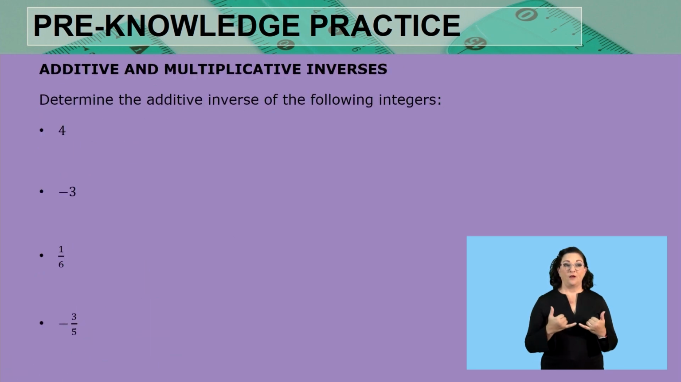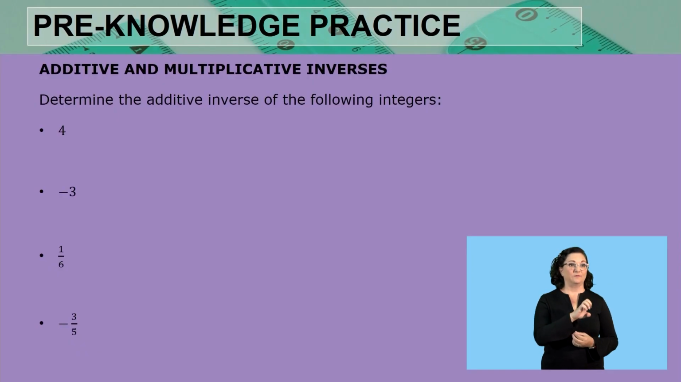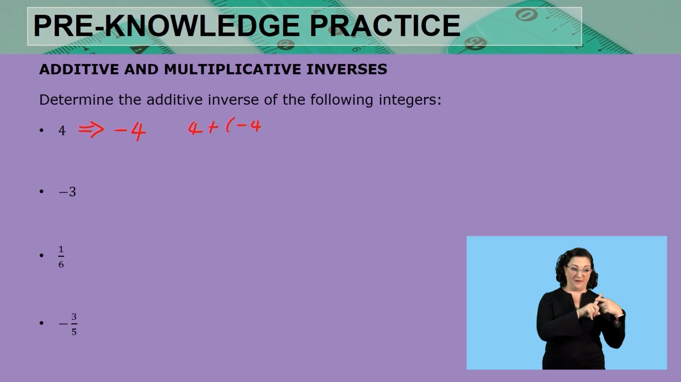What about the additive and multiplicative inverses? If you remember properly, our additive inverse is the number that we need to add to the given number so that our answer is 0. So let's quickly look at the additive inverses of the following numbers. The additive inverse of 4 would be negative 4. Why? Because 4 plus negative 4 gives us an answer of 0.